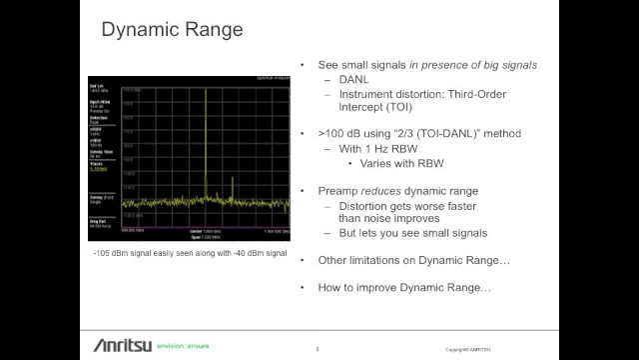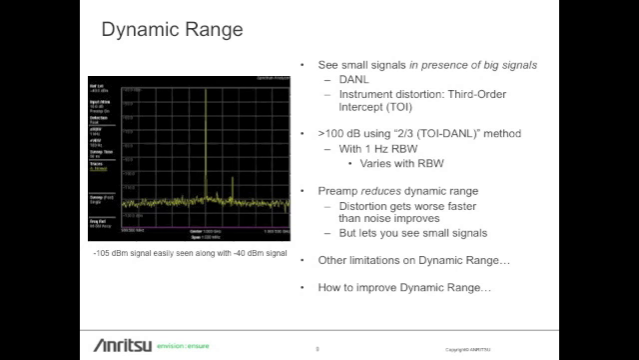But the major contributor to the high end of dynamic range is the distortion, how much distortion the instrument itself causes. And usually the dominant distortion is the third order distortion, which is why there's a spec for third order intercept. That's an indication of how good the distortion of the instrument is. A bigger number is better there, versus for noise level, a low number is better.